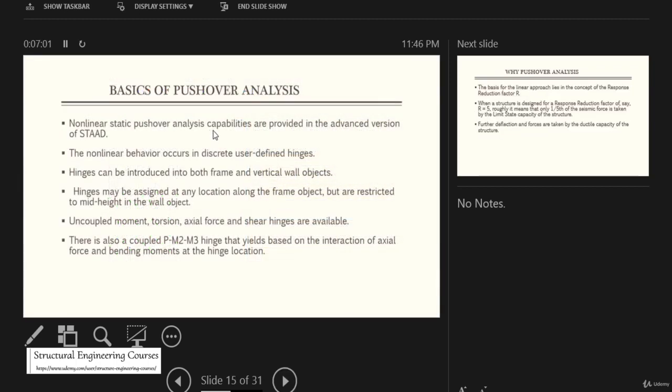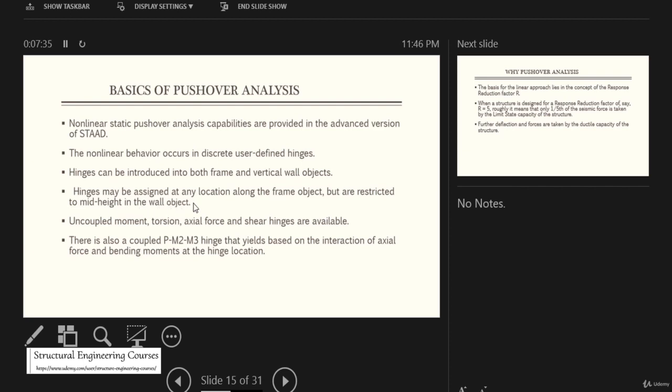Non-linear behavior does occur in discrete user defined hinges, and the definition of hinges can be checked from FEMA, or it can be derived from the ASCE manuals also. Hinges can be introduced in both the frames as well as the vertical wall objects, and hinges may be assigned to any location along the frame object but are restricted to mid height in the wall object. So STAAD does not offer us the option to model hinges in the walls.